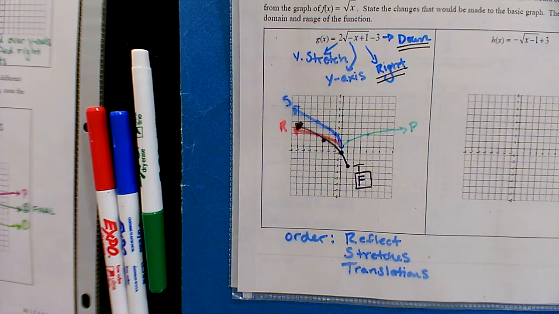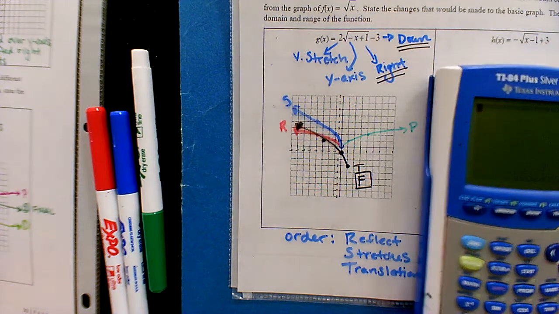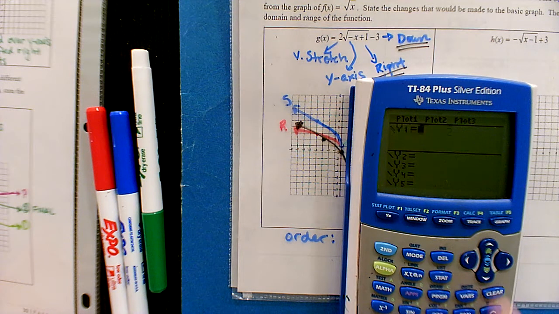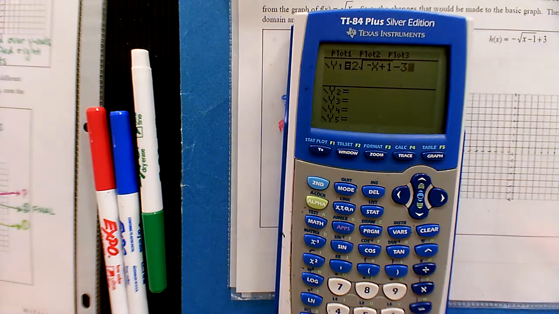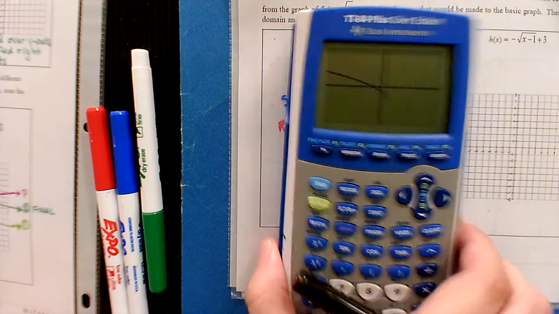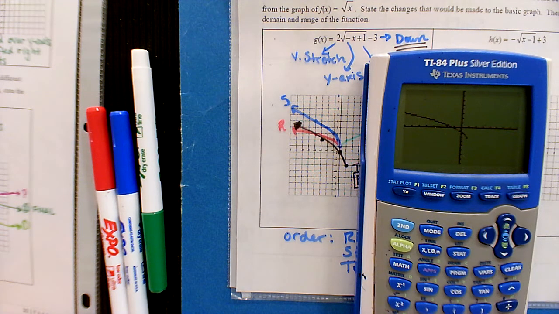Now, if we wanted to check this to make sure we were correct, let's say you had a graphing calculator to check your work. Let's go ahead and type in the equation 2 square root negative x plus 1 on the inside and then minus 3 on the outside. Doesn't the graph we drew look very similar to the one on the calculator?